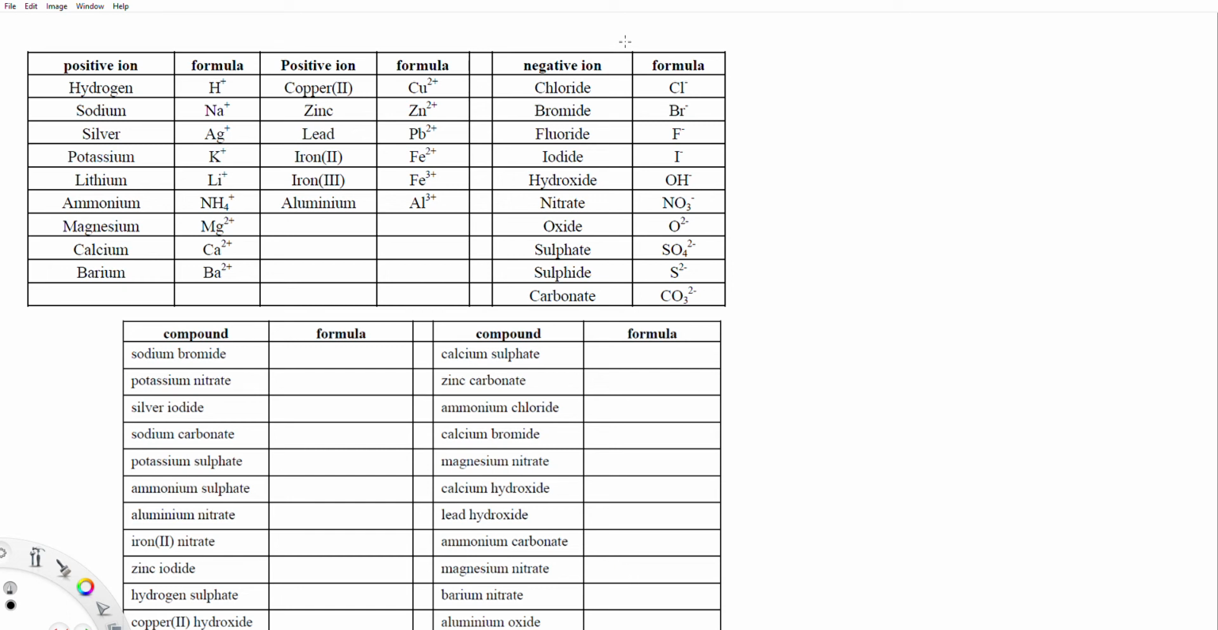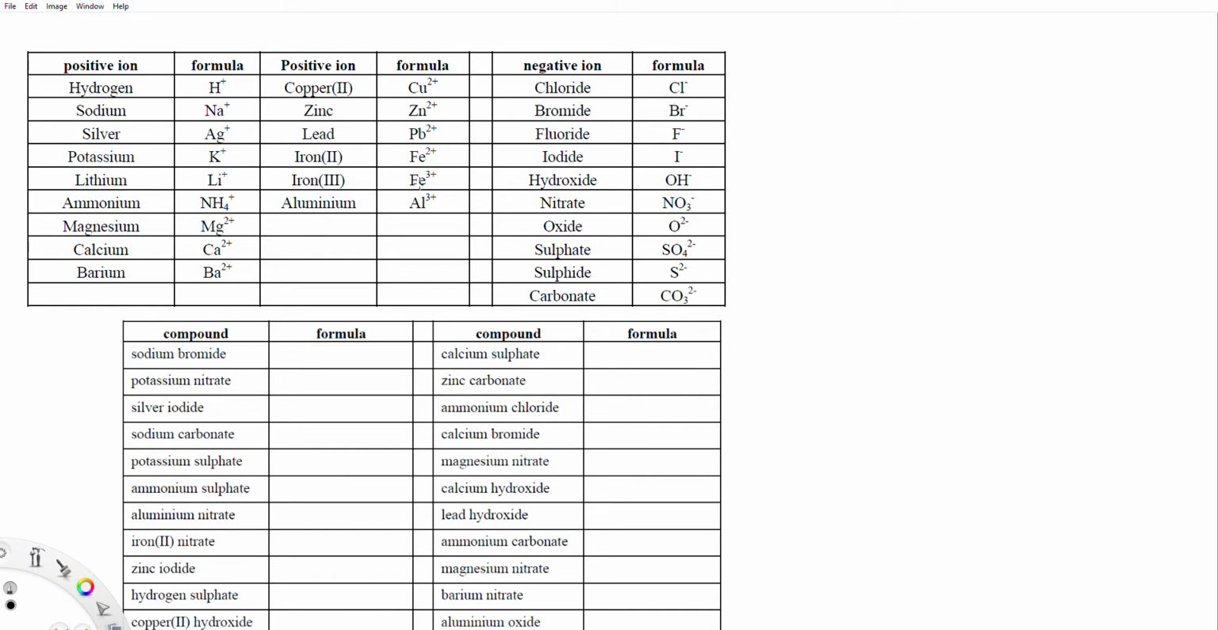Hello and welcome to part 2 of writing chemical formulae. These ones are going to be a bit trickier, but the principles are exactly the same. So I was going to show you a couple of tricky ones, and hopefully you can use this model to help you write chemical formulae.